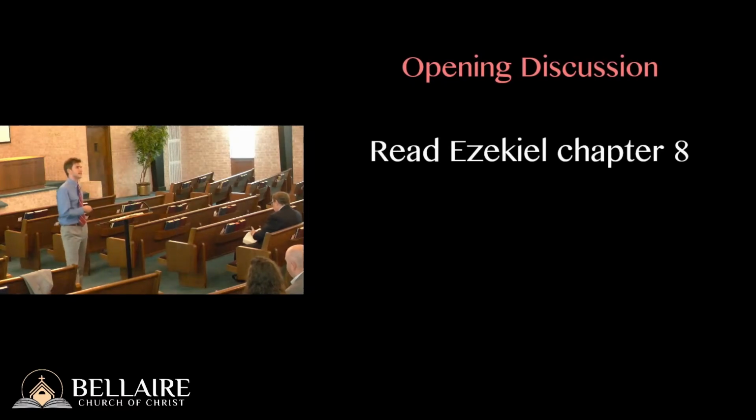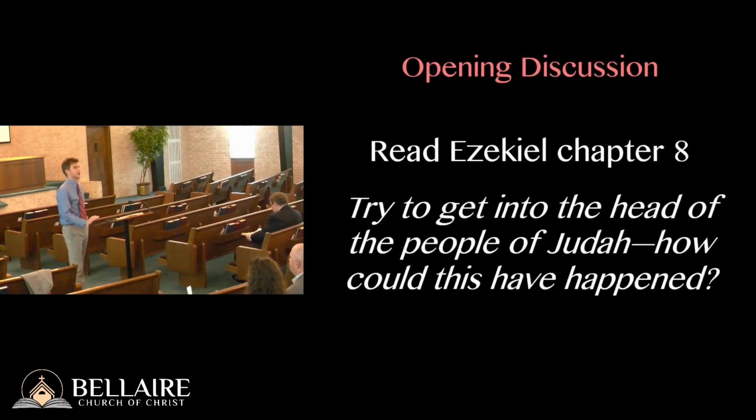Okay, here's a question I want you guys to discuss amongst yourselves, and then we'll share out in a minute or two. How could this have happened? That's really the question. Ezekiel is seeing 4 different forms of idolatrous pagan worship in the actual temple complex of Jehovah. How in the world have we gotten to this point? I want you to try to get in the head of the people of Judah, in their shoes, to answer that question. How could they have gotten to this point of worshiping idols in the temple? Talk about that amongst yourselves, and we'll share out in a minute or two.